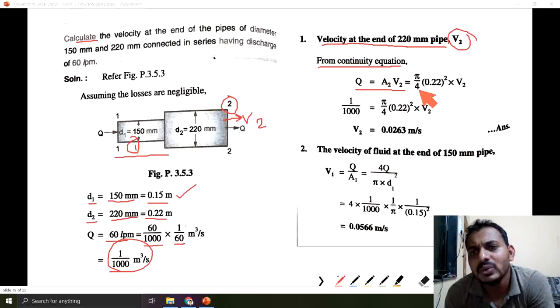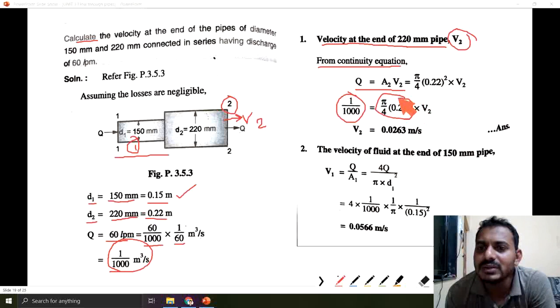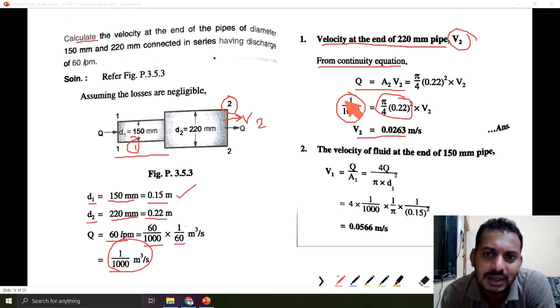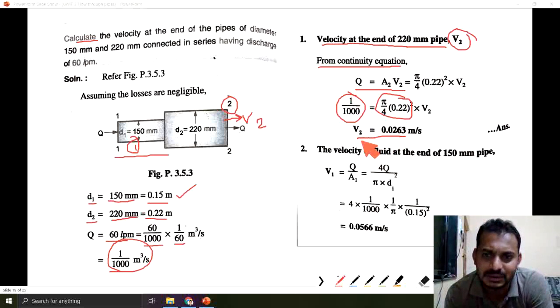Now for A2 we have the formula pi by 4 into D2 square, and the D2 value is given. So put it here. We know the discharge and we know the area, so we can find out the velocity V2. Simple. Just do the calculation. This 4 is in the denominator; if it goes to the left-hand side, it goes in the numerator, and all other terms go in the denominator. If you do this calculation, you will get the final answer for the velocity.